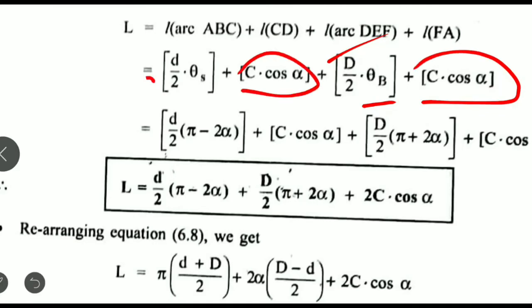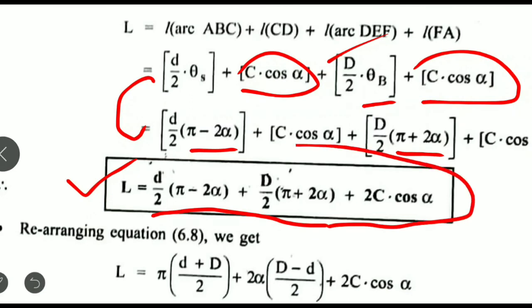And by converting these equations, we'll get d by 2 theta s for the smaller pulley, where pi minus 2 alpha we have considered, and theta b is pi plus 2 alpha, very important. So after converting this, we get the equation L is equal to d by 2 into pi minus 2 alpha, plus D by 2 into pi plus 2 alpha, plus 2c cos alpha. Don't remember this equation, it will directly come by putting in the values. You can directly make the equation from the diagram, clear?